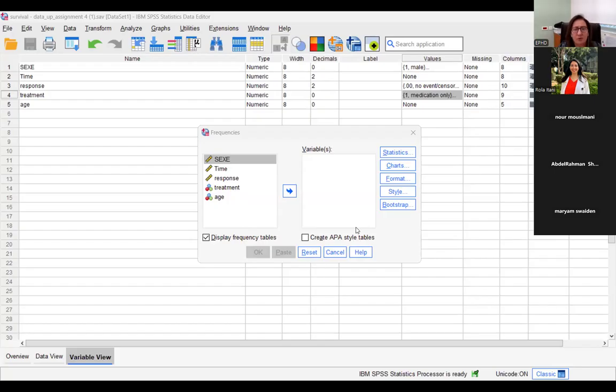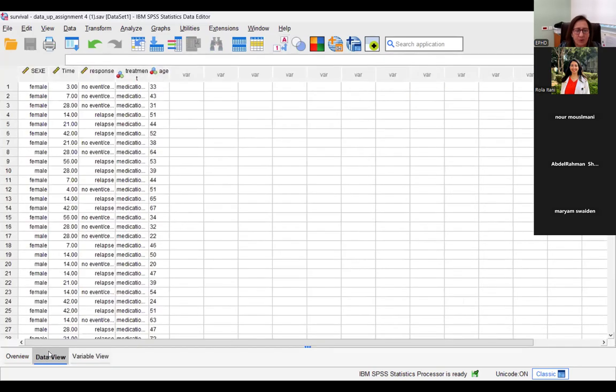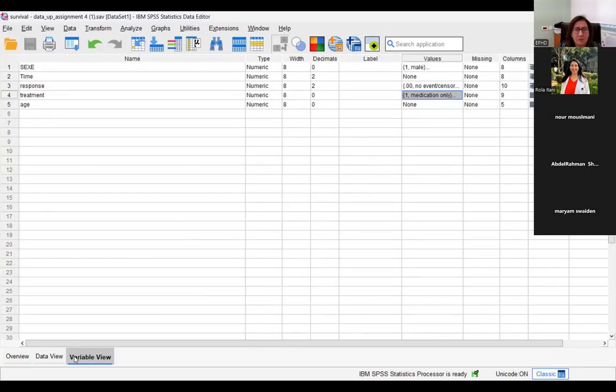the screen. Okay, so we see again time, response, treatment, age. Let me go back. So data view. This is the data view with its label. And this is the variable view. What every variable is, all are numeric, and the value label. I mean, what does 1 mean for male, for female, what does 1 mean for gender, and 2 means.